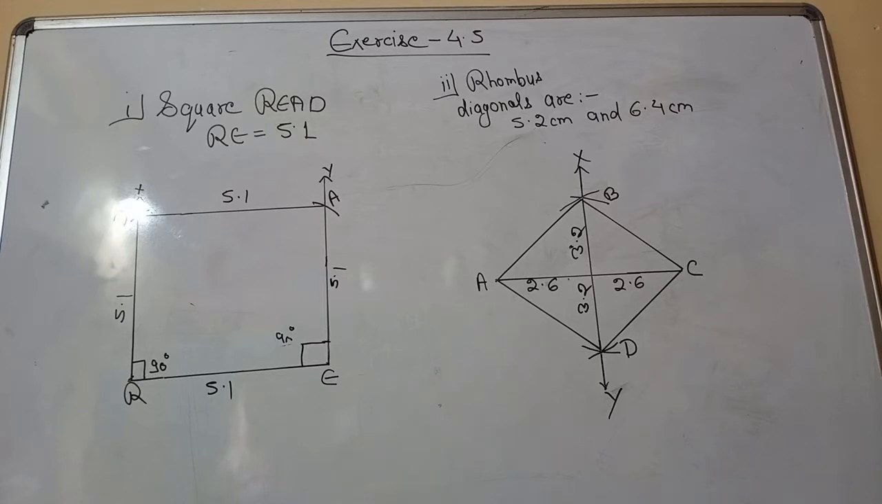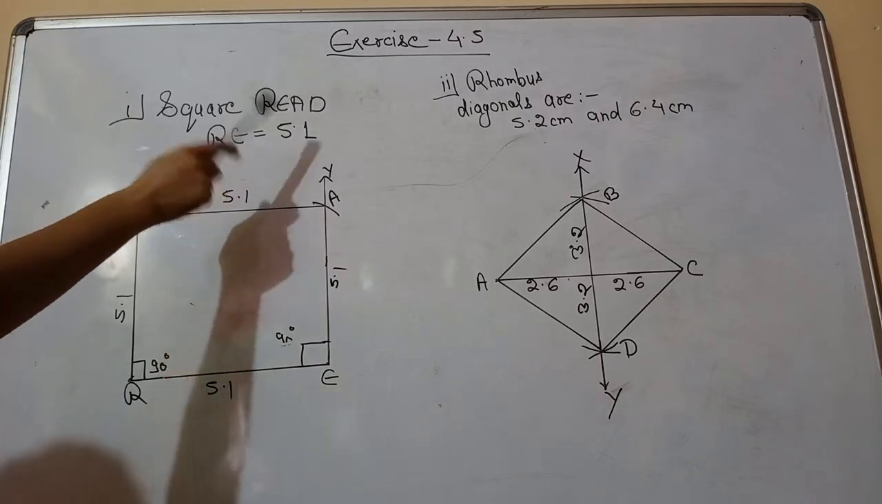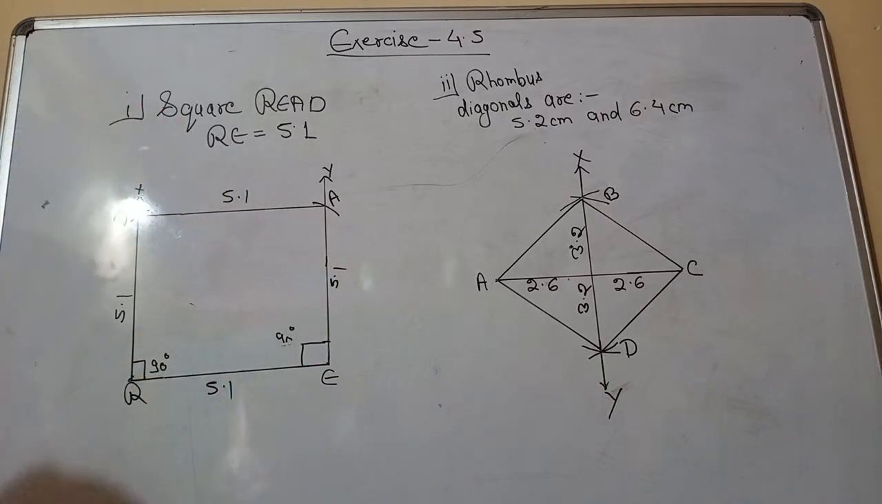Okay, so see what we have to construct. First we have to construct one square, that is READ. In this one side is given, that is 5.1. Again we will see what is the property of a square. Property of a square is that all the four sides are equal to each other. Second property is that all the angles of a square are how much? 90 degree. Okay, so both the properties we will apply here.